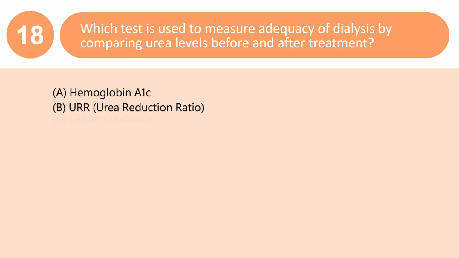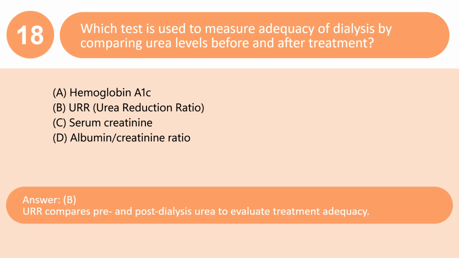Which test is used to measure adequacy of dialysis by comparing urea levels before and after treatment? A. Hemoglobin A1C. B. URR, urea reduction ratio. C. Serum creatinine. D. Albumin/creatinine ratio. Answer B. URR compares pre- and post-dialysis urea to evaluate treatment adequacy.